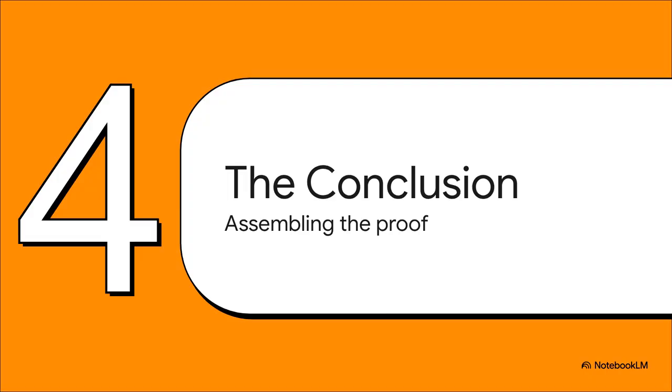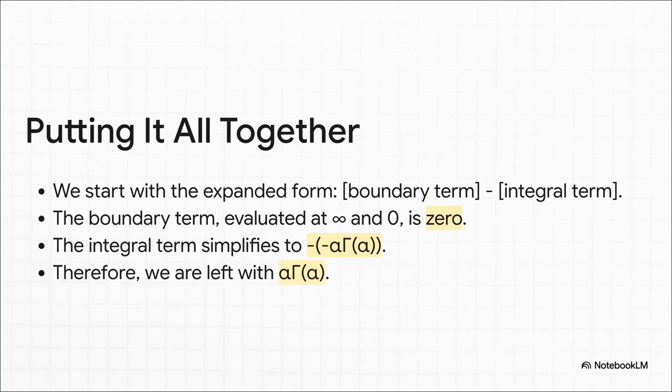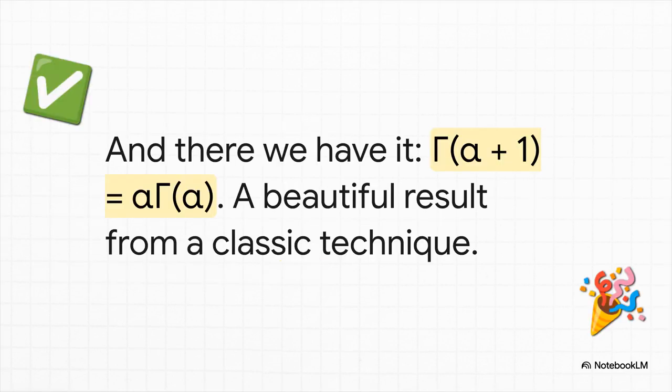And now for the really satisfying part. Let's put all these pieces back together and watch the final proof just fall into place. So let's just do a quick recap. We started with gamma of alpha plus 1. We used integration by parts to split it into two terms. We just proved that the first boundary term goes to 0. Poof. And we saw that the second integral simplifies beautifully into positive alpha times gamma of alpha. And there it is. Our starting point equals 0 plus alpha times gamma of alpha, which is just alpha times gamma of alpha. We've done it. We have successfully proven this fundamental property of the gamma function.